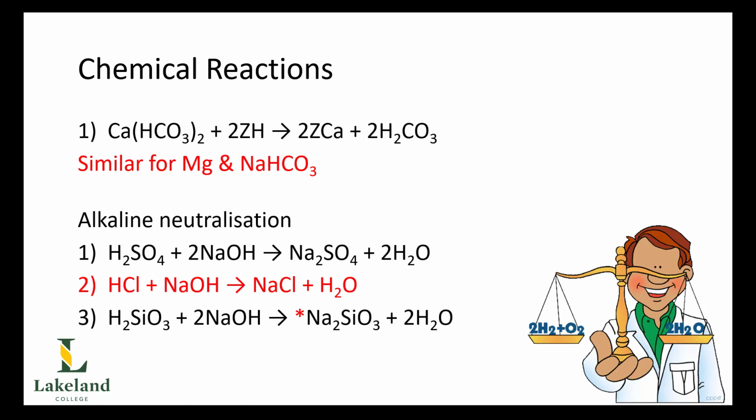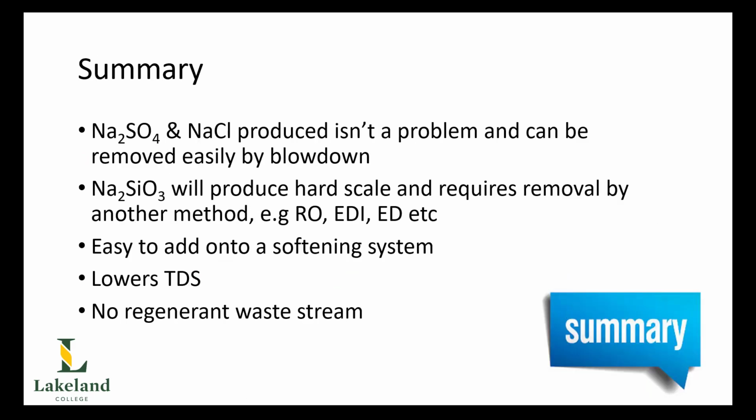Well, the easiest and most common way of dealing with it would be with a reverse osmosis unit. So those are our chemical reactions that are now lending themselves towards a dealkalizer, where we neutralize our solution using sodium hydroxide or caustic. Now, we can summarize all that by saying that the sodium sulfate and sodium chloride produced in reactions 1 and 2 are not a problem, because we can precipitate that and simply blow it down. They're not hard scale causing compounds.